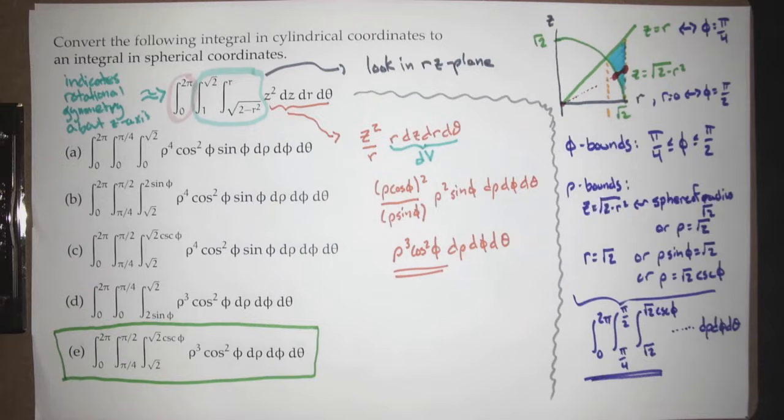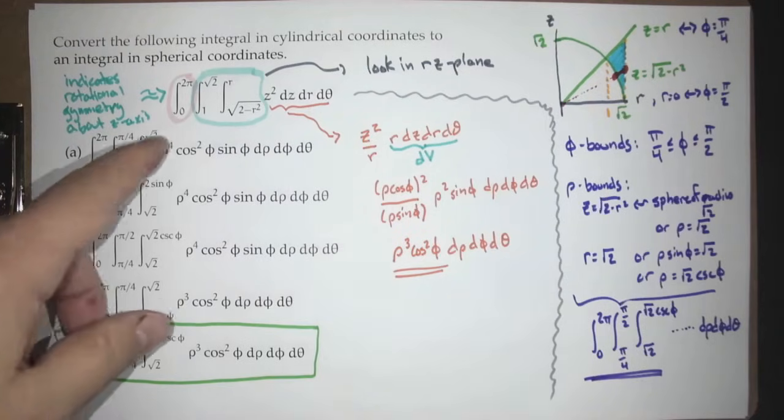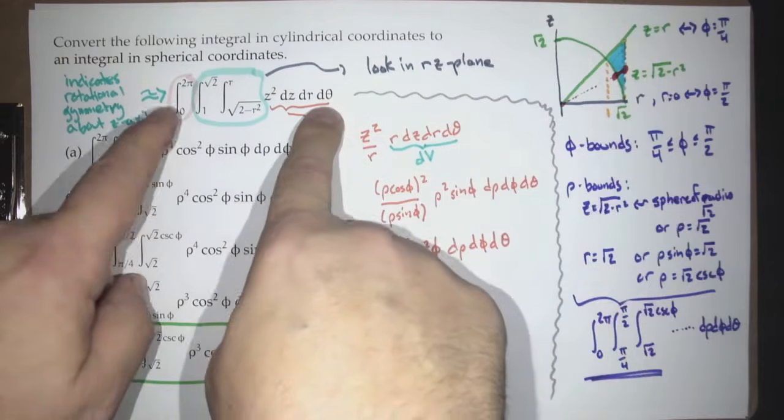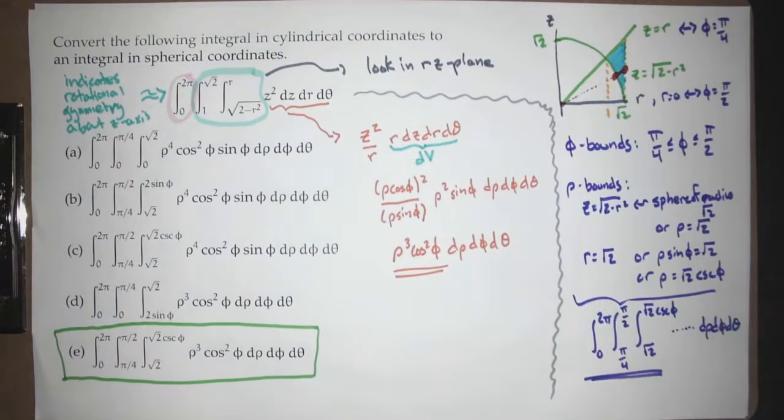Okay, so let's talk about it a little bit. What are some things we see? We see theta going 0 to 2 pi. That indicates we go all the way around. So the only place theta shows up is here, and we're going 0 to 2 pi, so full revolution.